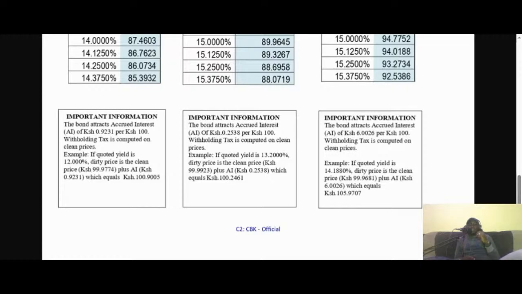But all that will only be known after the auction is over, for you to know the amount that you'll have to pay for that particular bond. The final thing, and here I hope you can see, this is the coupon payment page.